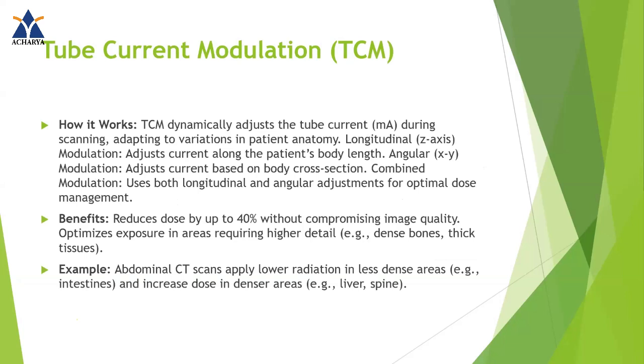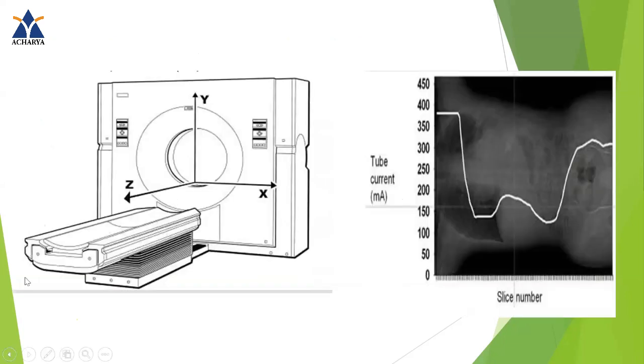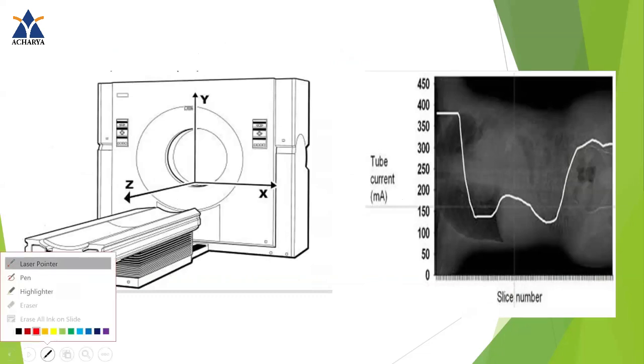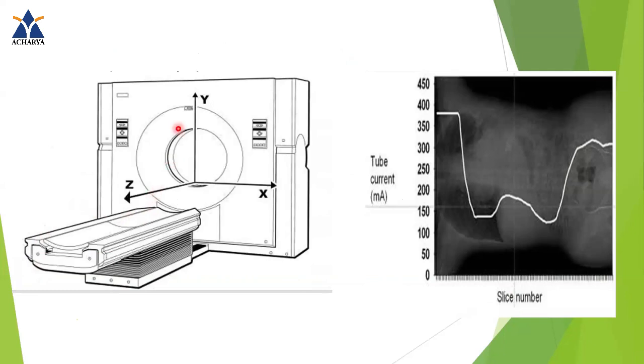Tube current modulation. Tube current modulation works similar to this diagram. So, this is the gantry, and this is how the tube current modulation works. Exactly in the center, where the X, Y, and Z axes meet, there will be two laser alignments which divide the patient's body into anterior and posterior, and right and left. So the patient's isocenter should exactly coincide with the gantry's isocenter.